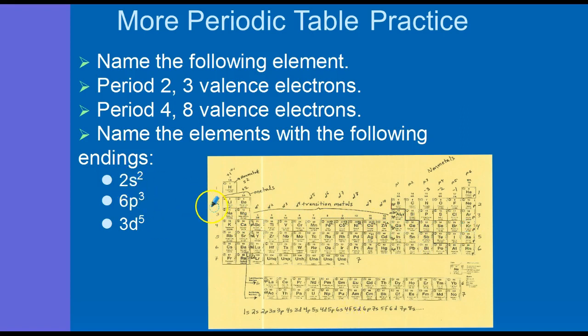Next, name the elements with the following endings. 2s2 is beryllium. Next one is 6p3. Find the 6, go to your p's and count 1, 2, 3. It's bismuth, as in Pepto-Bismol bismuth. And the last one's 3d5. There's no D's in row 3, so here are the 3 D's. Count over 5: 1, 2, 3, 4, 5. It's manganese.